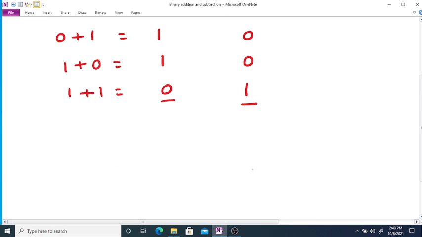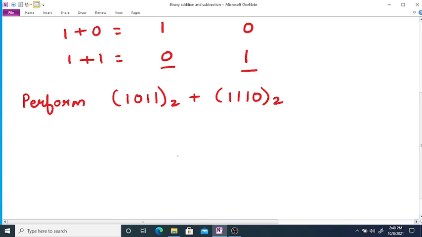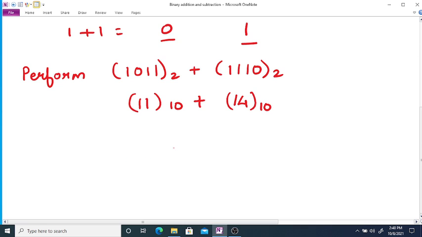Now we will see an example first. Perform 1011 plus 1110. Now here we know that 1011 is nothing but 11 in decimal, and 1110 is nothing but 14 in decimal. Now we will see what answer we will get for binary. We know that 11 plus 14 is nothing but 25 in decimal. So we will verify whether we get 25 in binary addition.